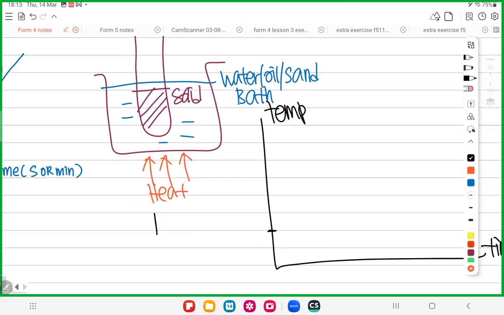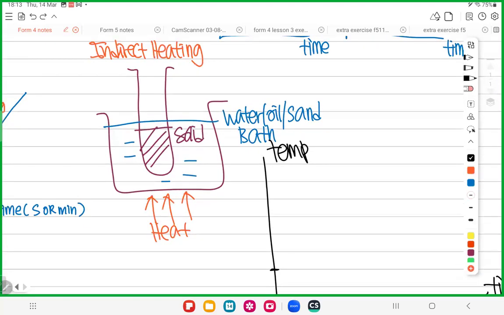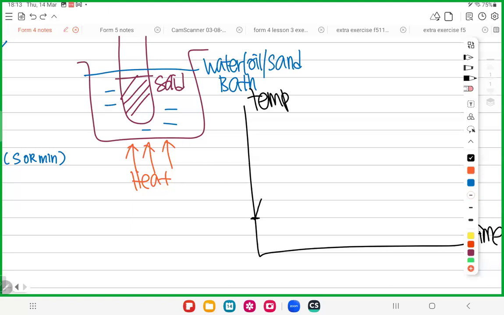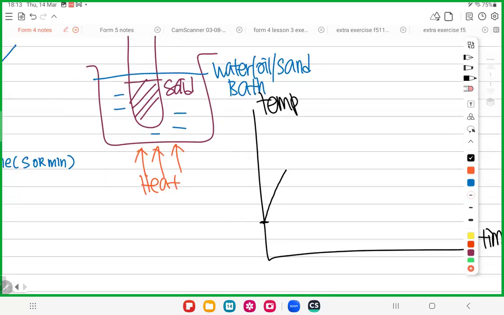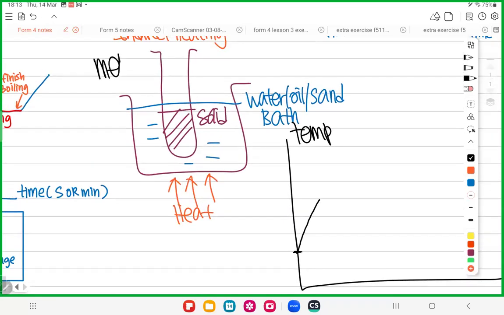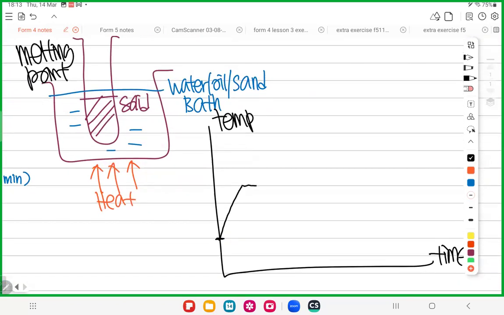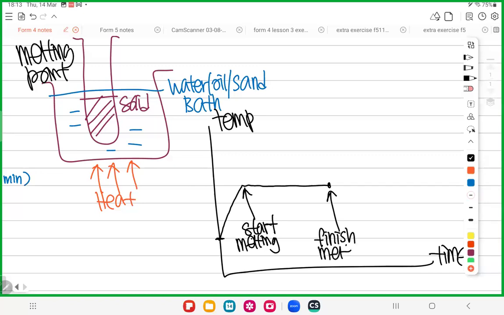So when you heat the substance, what happens? When you heat the substance, temperature will go up. It will become hotter and hotter. The temperature will go up until you reach your melting point. Once you reach your melting point, you will see that the temperature stops changing already. Why? Because this is where the melting starts. Then melting goes on until here. This is where you finish the melting. So that is how it works.